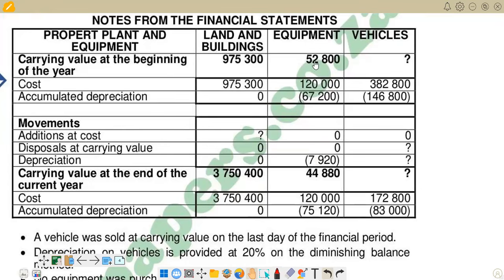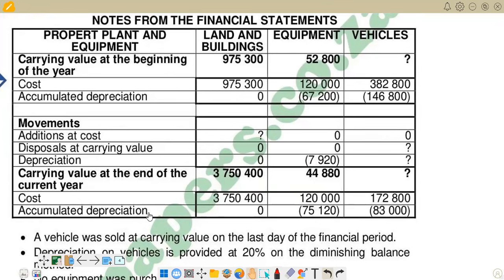Then if you look at equipment now, we have nothing in terms of additions. Zero means there's nothing. Then we also have no disposals. The same for vehicles. For vehicles, we have no additions. But we have got a disposal because there's a question mark, so we can take note of that. So the purchase that we have is only on land and buildings.